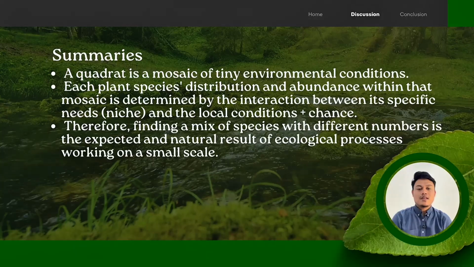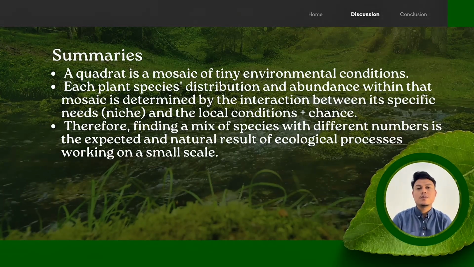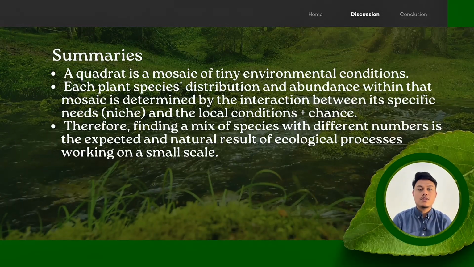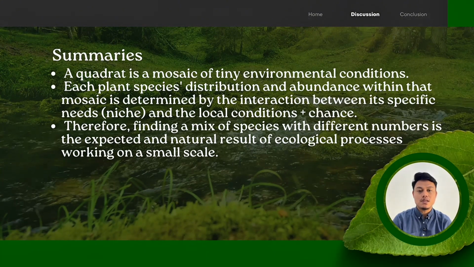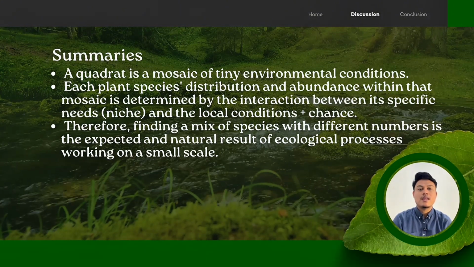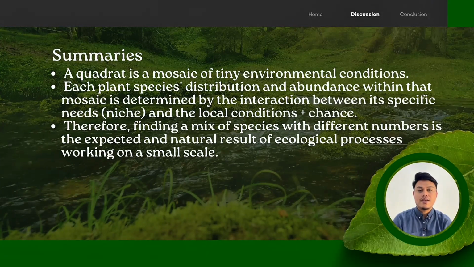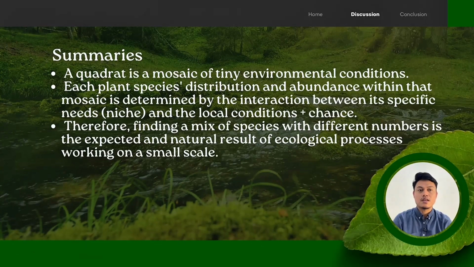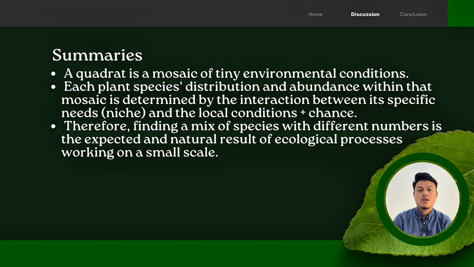A quadrat is a mosaic of tiny environmental conditions. Each plant species' distribution and abundance within that mosaic is determined by the interaction between each species' needs, that is its niche, and the local conditions plus chance. Therefore, finding a mix of species with different numbers is an expected and natural result of ecological processes working on a small scale. Thank you.